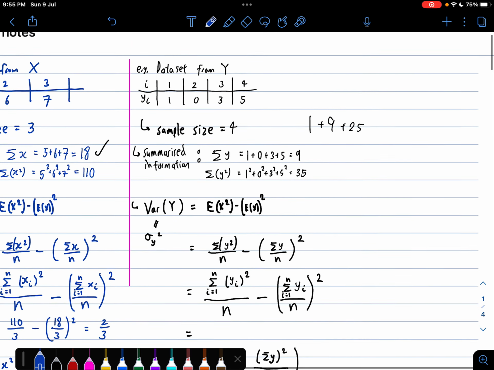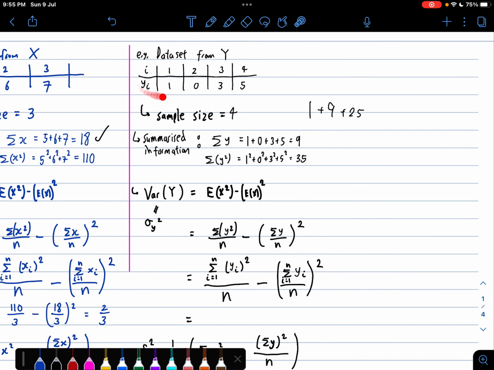Move on. Now we look at data set y. Do the same thing, but this time it's 1, 2, 3, 4. Sample size is 4. I just changed the notation to little y to match up with this capital Y. Sum little y will just be a 9. Add the 4 numbers together. Sum y square will be, you square each of them, then you take a sum. It will become a 35. You can check it on your own later.